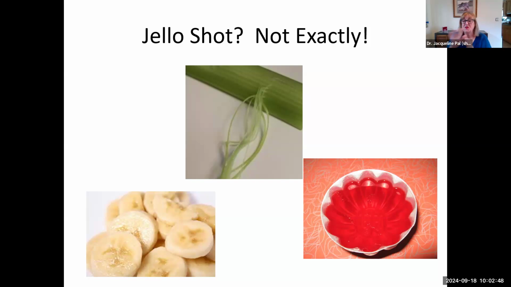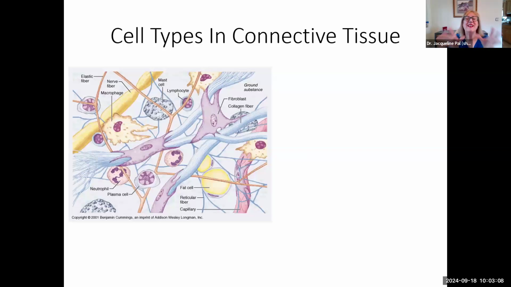So what part would be the cells? What part would be the ground substance? What part would be the protein fibers? What part would be the extracellular matrix? All right. That was pretty simple and straightforward, but it got you thinking about connective tissue. All right. So now let's talk about cells and connective tissue.